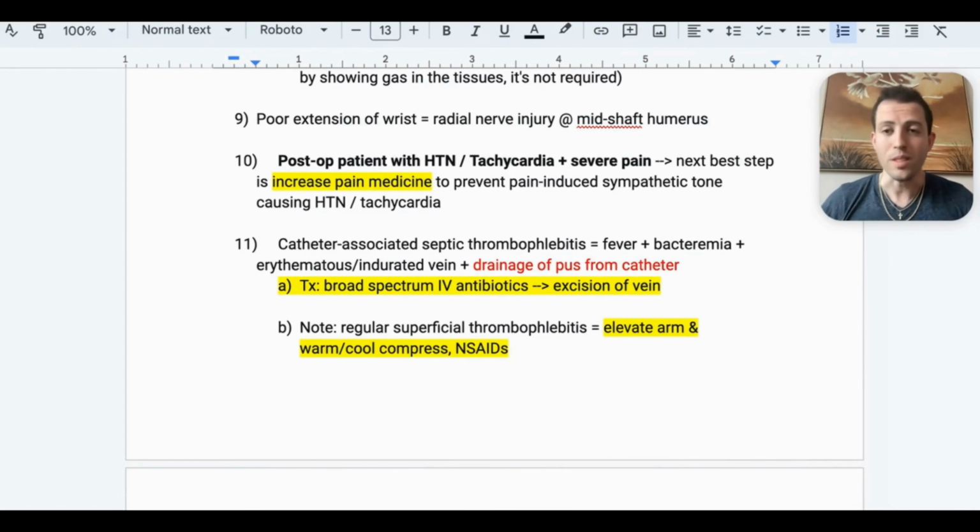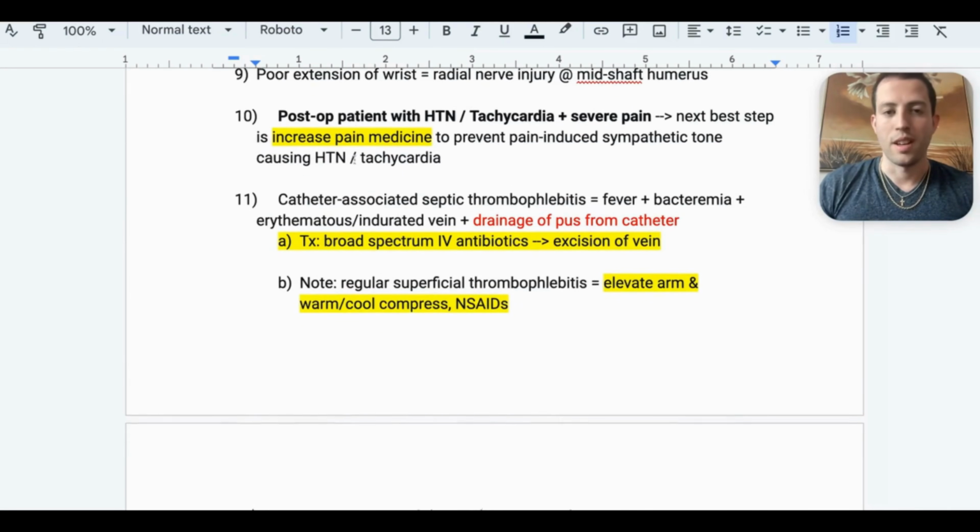Number 9, patient comes in, they have a mid-shaft humeral fracture. Now they can't extend their wrist. What nerve is it? That's your radial nerve injury at the mid-shaft of the humerus. So remember, your nerves of your humerus are ARM. So A for axillary, R for radial, and then M for median. So it literally goes down your arm. The mnemonic is arm, ARM.